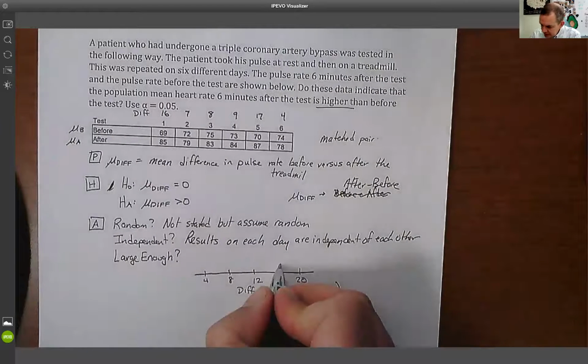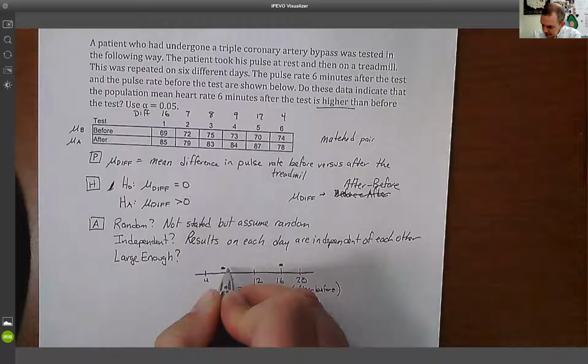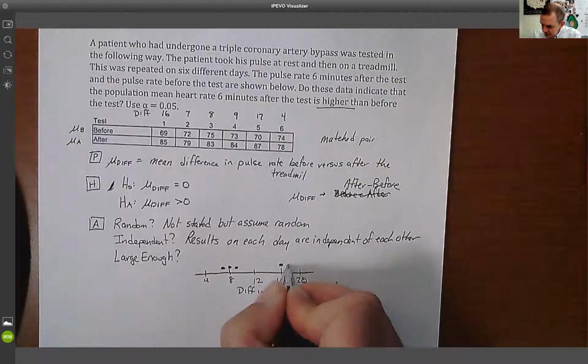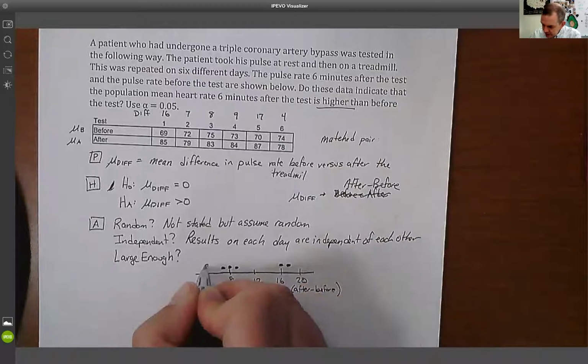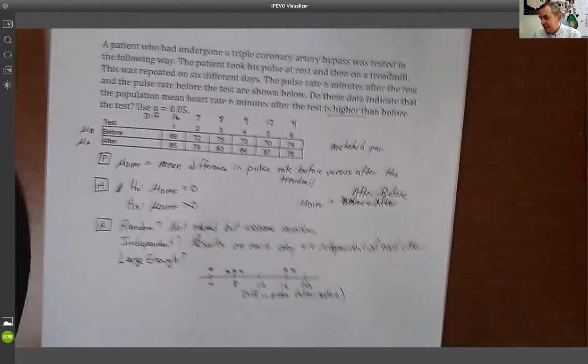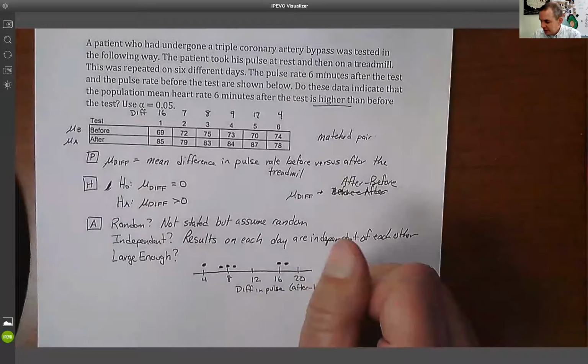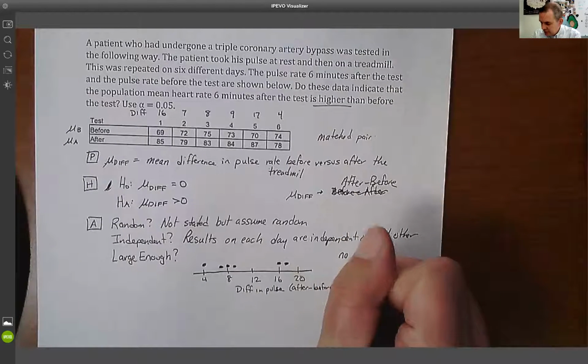So we got a dot at 16. We got a dot at 7. We got a dot at 8. We got a dot at 9. We got a dot at 17. And we got a dot at 4. And in this case, I'm just going to say, it's very, very difficult to see any outliers. So I'm going to say I see no strong skew.